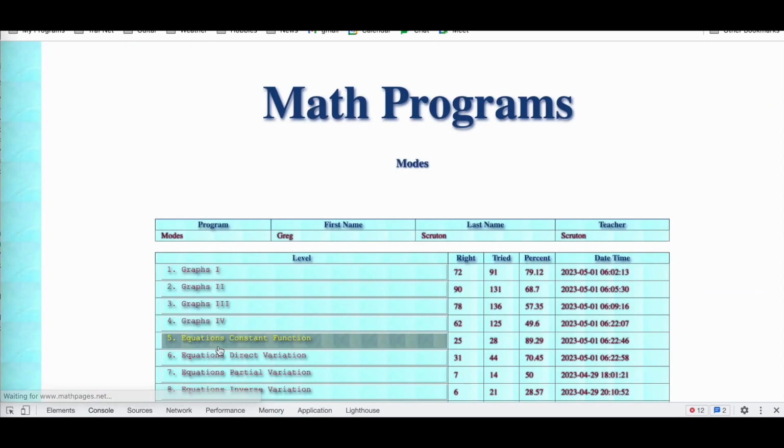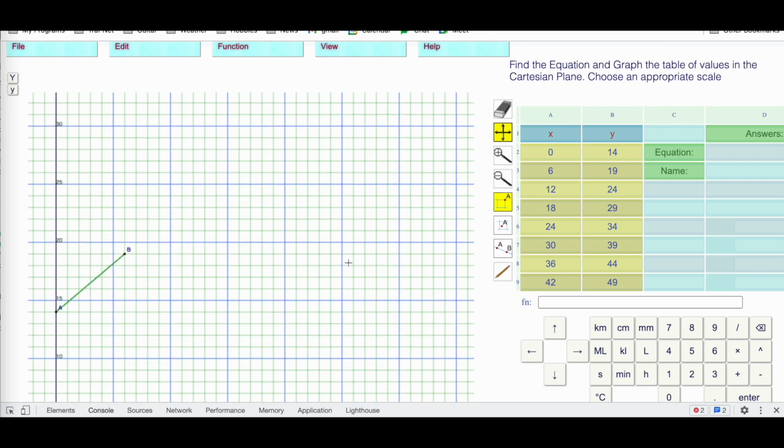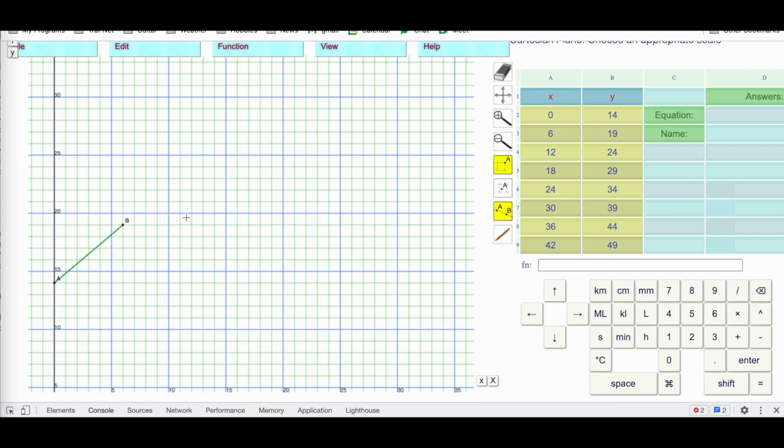Level 12. Find the equation and graph the table of values in the Cartesian plane. This isn't going through 0, 0. We have 0, 14, which is right there, and then we have 6, 19, which is there. We have 12, 24, and I don't see the 24, so I'm going to scroll down like that. 12 and 24 is right here.